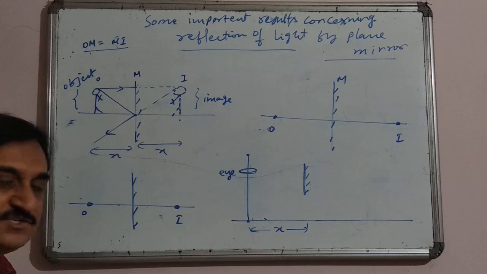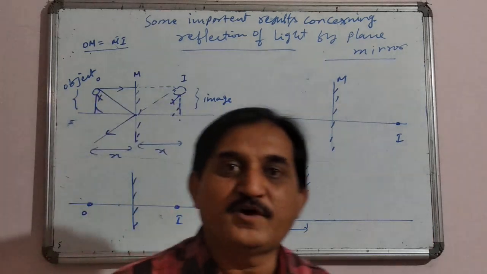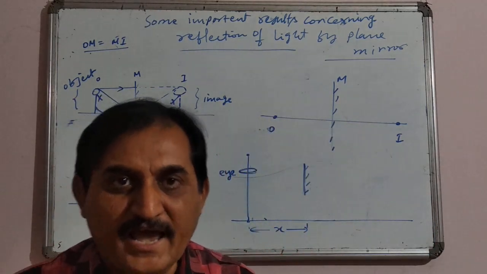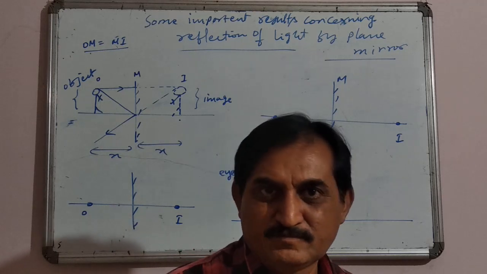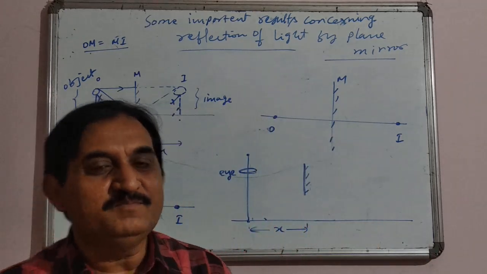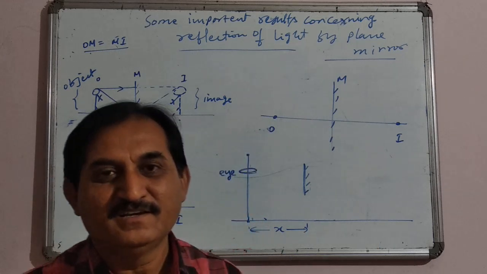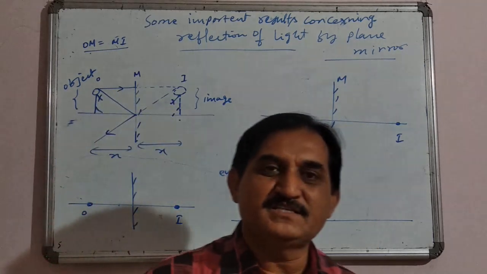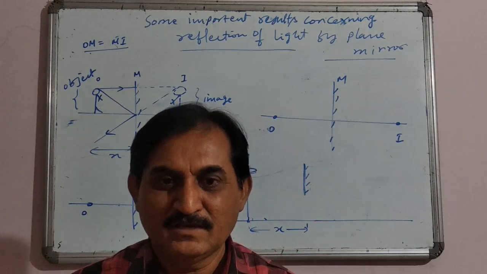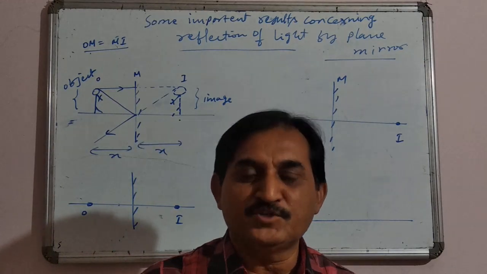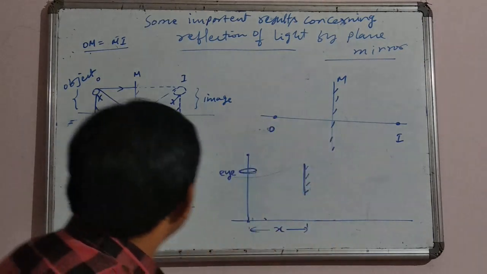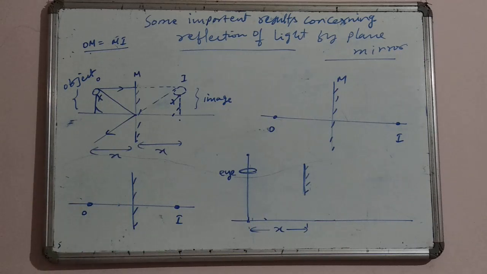The next point is that the image is formed far behind the mirror as the object is in front of it. Don't think that the image is stuck to the surface of the mirror. It's not possible. So the image is always formed far behind, depending on the position of the object. Now go for another one.